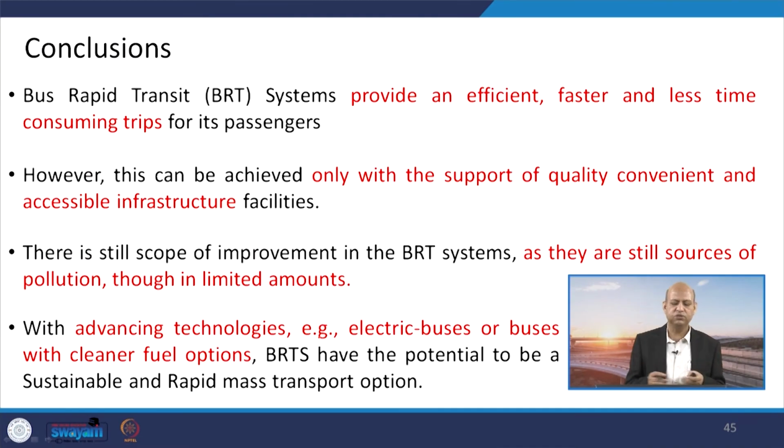So, in conclusion, when we want an efficient, faster and less time-consuming BRTS system, we need good quality infrastructure and integration of different feeder systems, plus a bus system that is at par with the world-class amenities which passengers want in an economic way. Advanced technologies may be tried in future, like electric buses, so that the pollution which is still there from the buses, even if they are efficient, and the exhaust emissions can be reduced further. We can have electric buses or new clean fuels that are coming. Hybrid buses may also be tried, and that way in future we can have a better BRTS system.